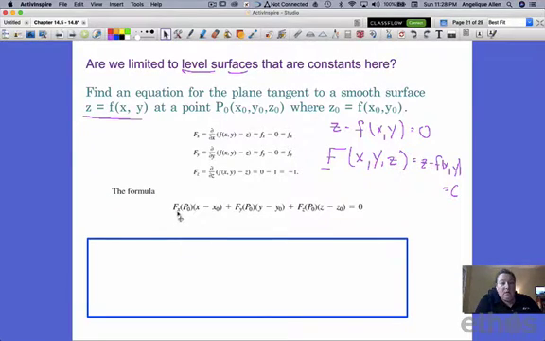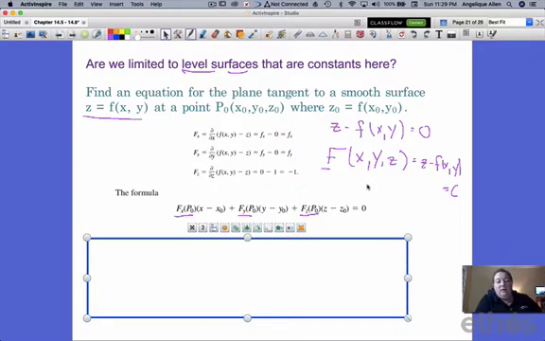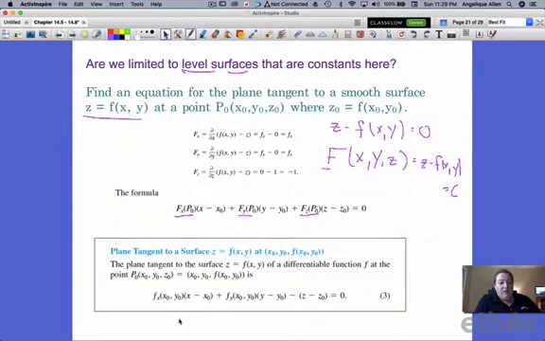So we're going to use our partials of capital F with respect to x evaluated at p naught, with respect to y, with respect to z. This is our generic formula for finding the tangent plane for big F, okay? And we figured out that big F sub x is little f sub x, and big F sub y is little f sub y, and big F sub z is just -1. So we need to do our substitutions here. And it produces our equation.